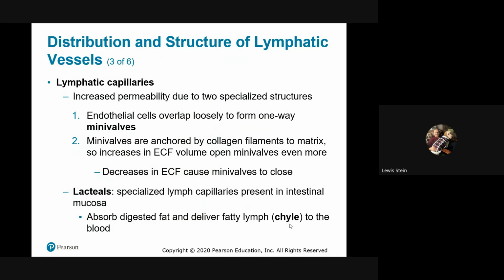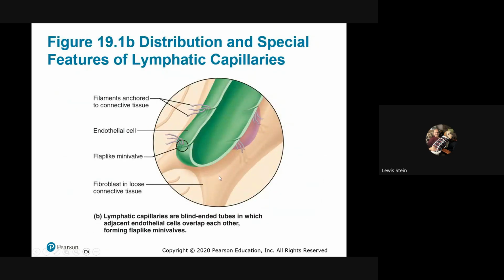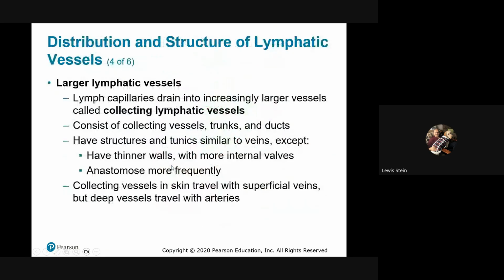So in the old days, we talked about chyme and chyle. Chyme is the food that you're digesting. It becomes a paste called chyme, C-H-Y-M-E. And then the lymphatics brought back chyle. So you heard old time people talk about chyme and chyle. And here are these so-called mini valves. We got to know about them.